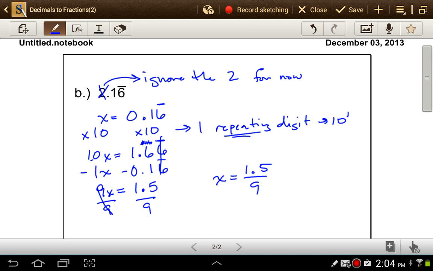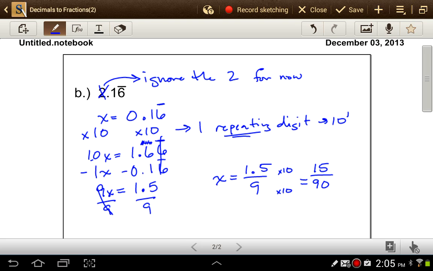Now you cannot leave a decimal in a fraction in your final answer. So I have to get rid of my decimal point. Easiest way to get rid of the decimal point: multiply this side by 10 and multiply this by 10. This is an equivalent fraction. 1.5 times 10 is 15. 9 times 10 is 90. You have now rid yourself of your decimal point. So that's just using equivalent fractions. That's why we work on equivalent fractions, so that you can use them in situations like this.